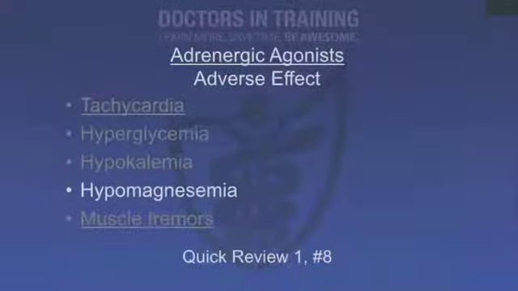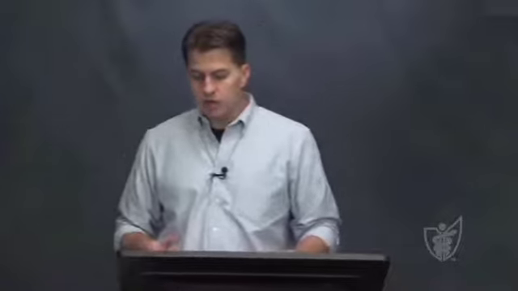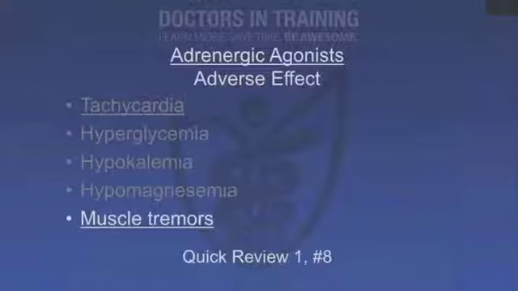Beta-2 agonists also can cause some level of hypomagnesemia. It can decrease your magnesium levels. But the main one is tachycardia. Dr. Moore also mentioned nervousness or muscle tremors or tremulousness. That also goes to stimulation, so sort of stimulating the fight or flight response.